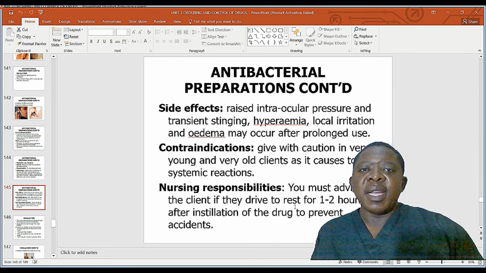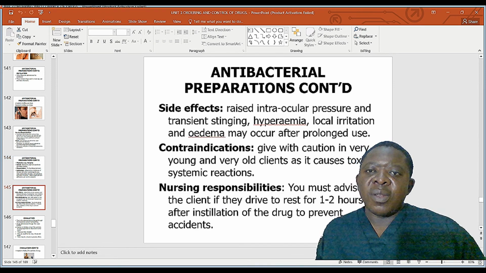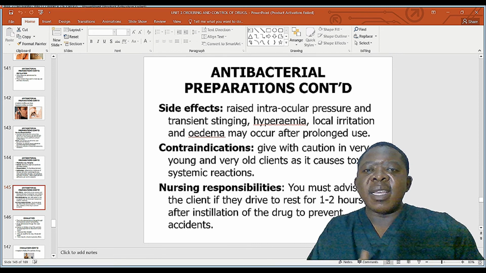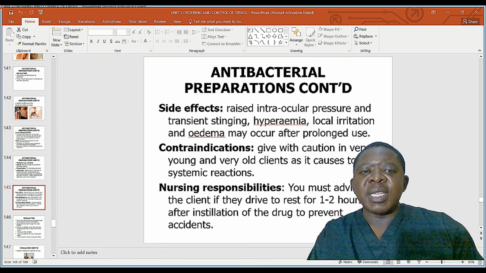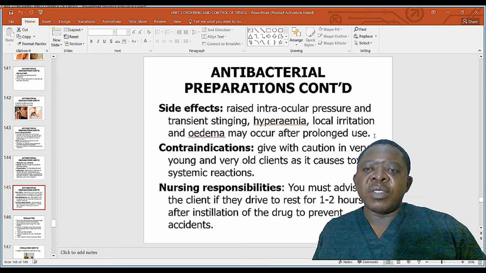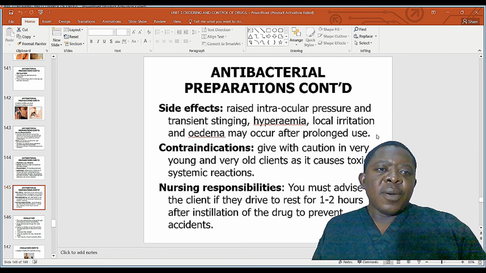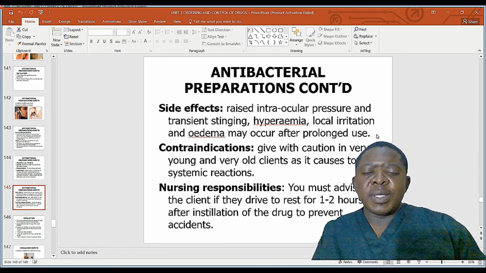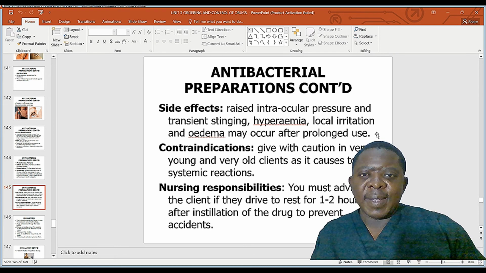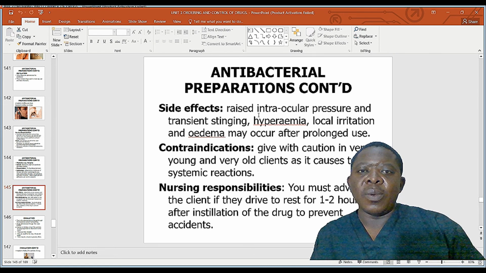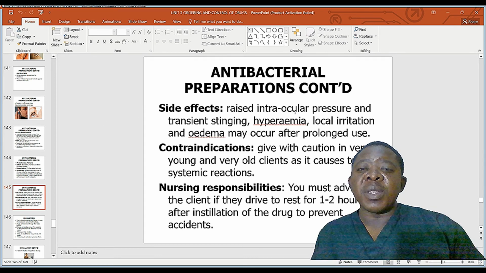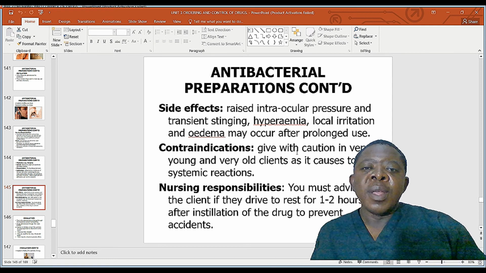Side effects: raised intraocular pressure and transient sting. Stinging, hyperemia, local irritation, and edema may occur after prolonged use. Most of the drugs that we put within the eye, because they are foreign, cause some stinging sensation and irritation. So when you give this drug, there is increased intraocular pressure and local irritation.